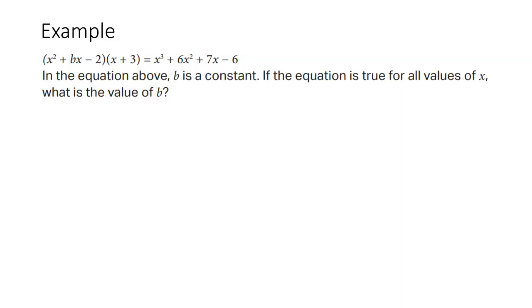So I have two expressions forming this equation. I have a left and right side that have to be equal. I have the product of a quadratic and a linear expression set equal to a cubic. Okay, so they have to be equal. And what they're saying is that I have this variable b as a constant. It's a number. If the equation is true, what is b?